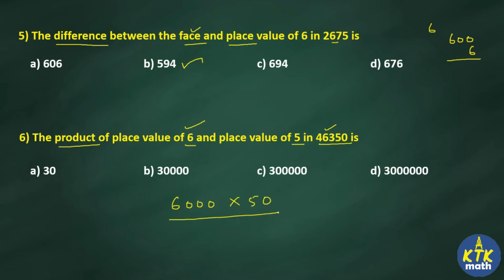Okay, now multiply the numbers because they mentioned product here. So 6 fives are 30, and then how many zeros? 1, 2, 3, 4. So 1, 2, 3, 4. So your option is going to be 3 lakh, that is 3 followed by 5 zeros. Yes, option C is the correct answer for question number 6.